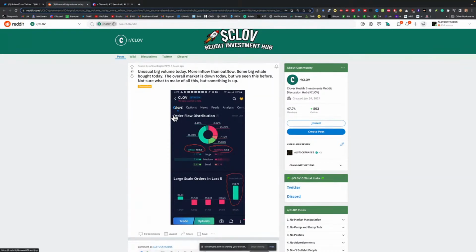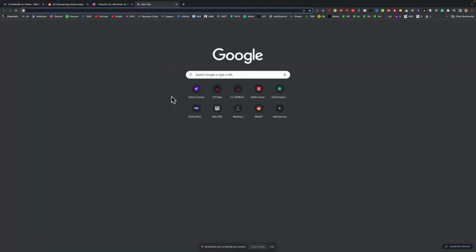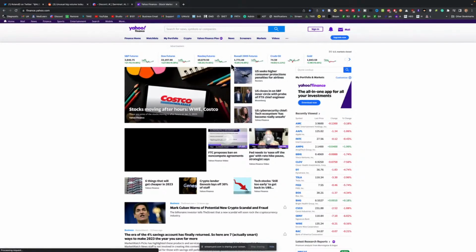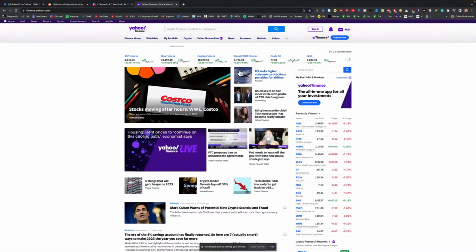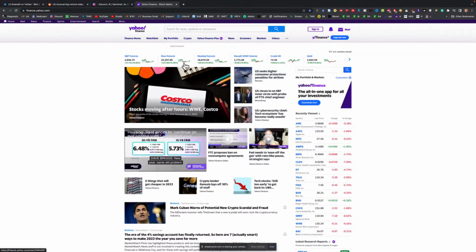So overall, we can see that the small orders, medium orders, and large size orders were all in the green today. But the question is, well, hey, why is the stock down? It doesn't make sense, right? Well, there are a lot of other factors to this. There's exchange factors. There's factors regarding how well the market did in general. This is old news here. This is pre-market for the futures for tomorrow's opening.